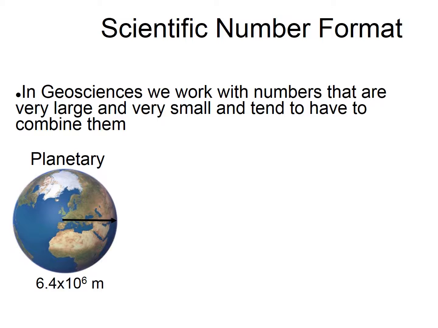If we were to write that out, that would take a lot of zeros. There's another reason why we use this format rather than writing out all of those zeros: it provides more information about how precisely we know that number. It removes any ambiguity. So this 6.4 times 10 to the 6 would suggest that we only know that to plus or minus 0.1 of a million meters.